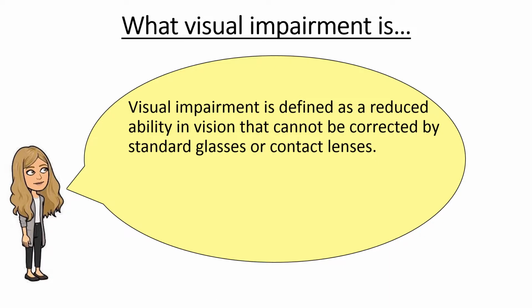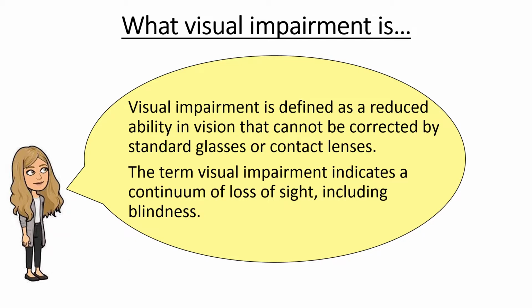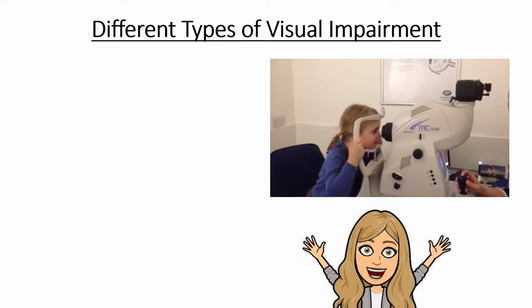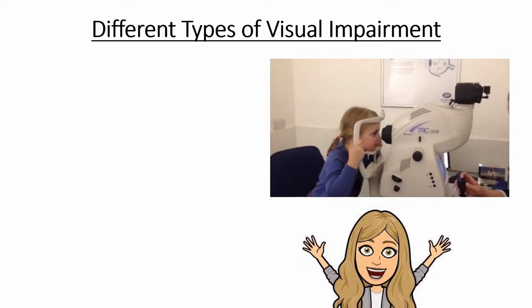The definition of visual impairment is a reduced ability in vision that cannot be corrected by standard glasses or contact lenses. The term visual impairment indicates a continuum of loss of sight, including blindness. There are two types of vision impairment: eye-based problems and those that are brain-based.